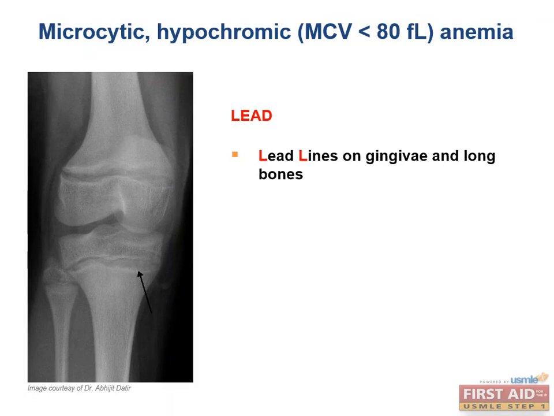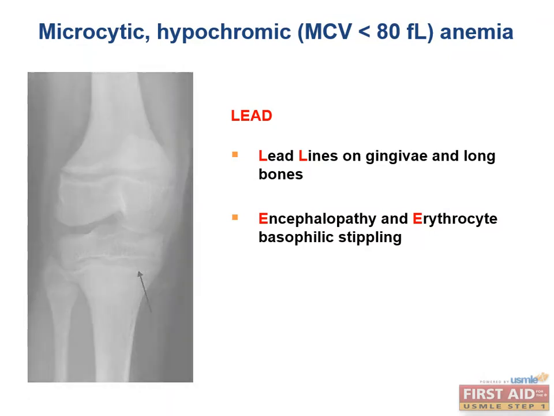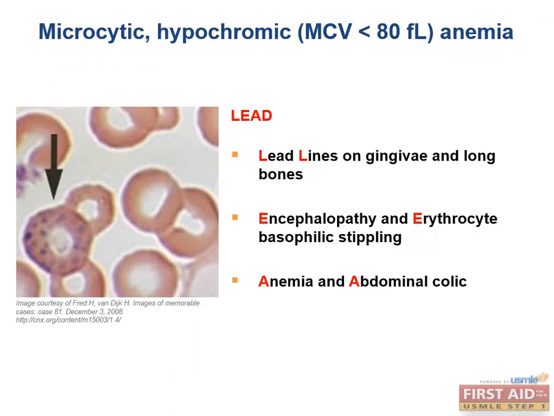Lead deposits in the gums, long bones, brain, and RBCs. We can see these characteristic lead lines, which are thin gray blue lines along the margin of the gums and teeth. Also, as seen in this X-ray, lead lines can be seen as hyperdense lines in the metaphysis of bones, particularly the long bones. E stands for encephalopathy, and erythrocyte basophilic stippling, which we've already discussed. A stands for anemia and abdominal colic. And what would the letter D stand for? Well, D would stand for drop, as in wrist and foot drop.